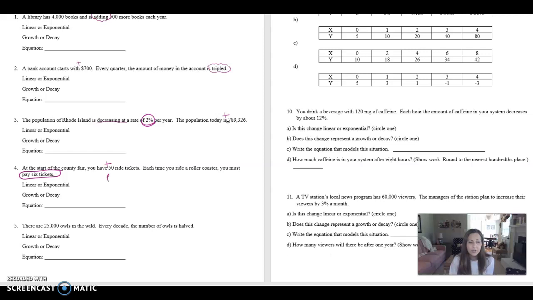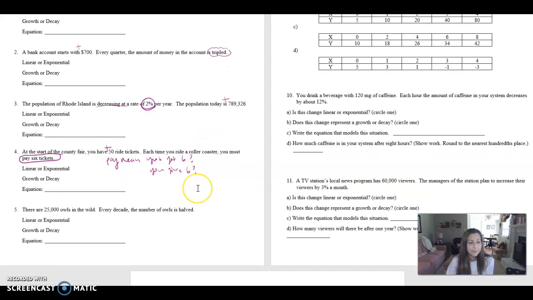Now, here's a question for you. Does pay mean that you get 6 tickets? Or does pay mean that you give 6 tickets? That's going to determine whether that number 6 is positive or negative. If you pay someone, do you get 6 tickets or do you lose 6 tickets? So that's for you to think about.